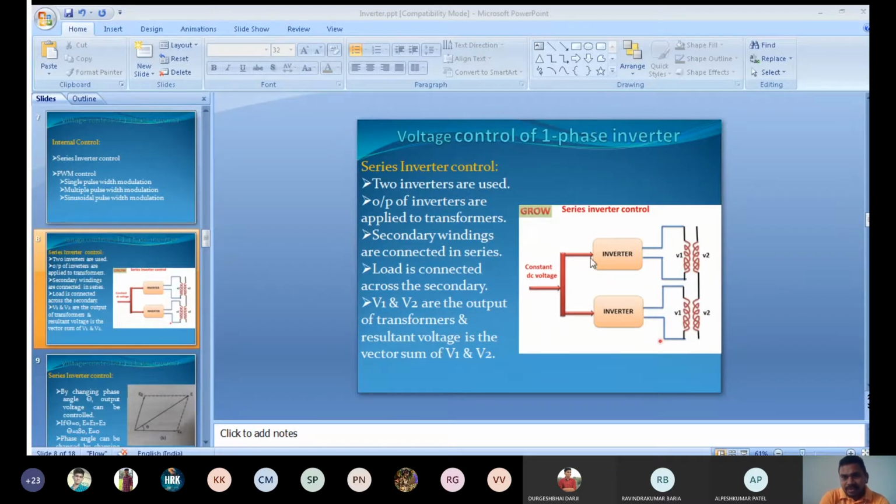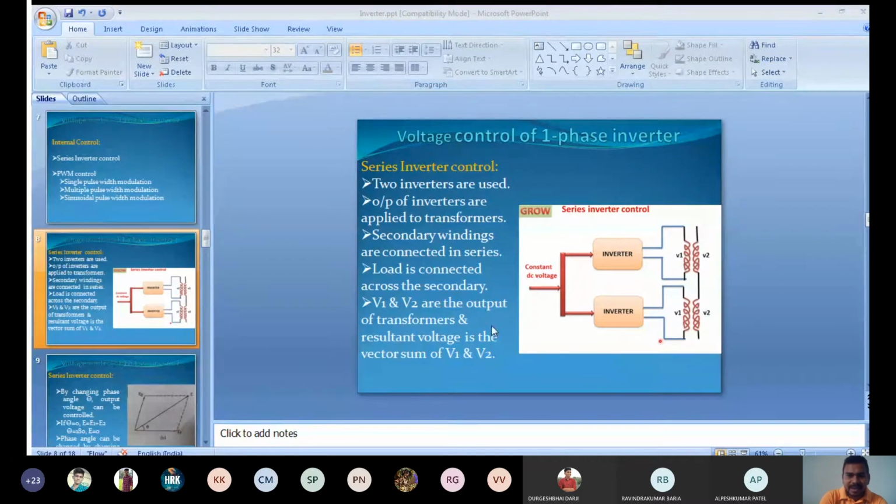The theta value becomes 0, so E1 and E2 are in phase with each other, that means the resultant voltage is E1 plus E2. Now we assume that the angle between these two is 180.